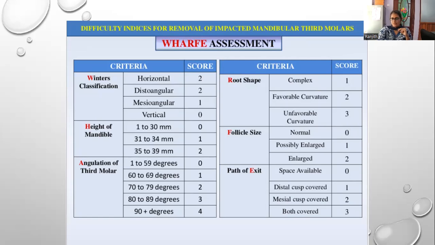Follicle size, if the follicle is normal, a score of 0 is given. Enlarged, a score of 2 is given. Path of exit, if there's space available, then a score of 0 is given. If both the cusps are covered, it is given a score of 3. So the greatest measure here is 16, and based on that, you can identify how difficult your impaction is going to be.